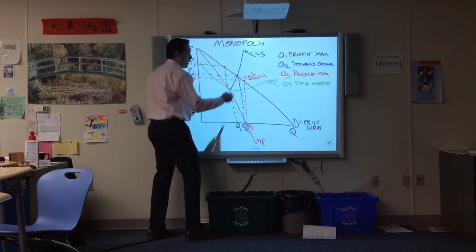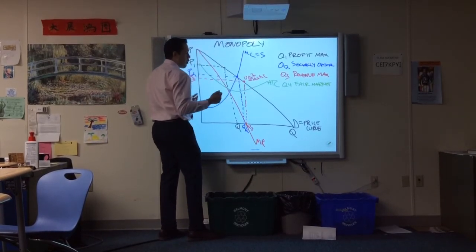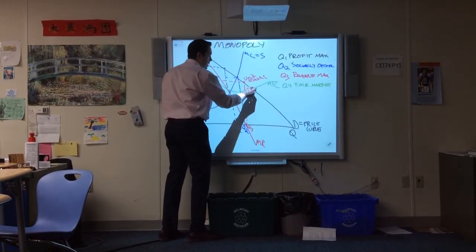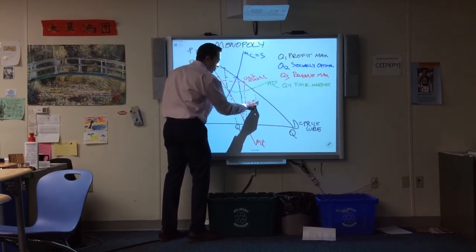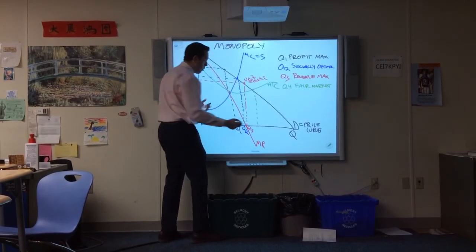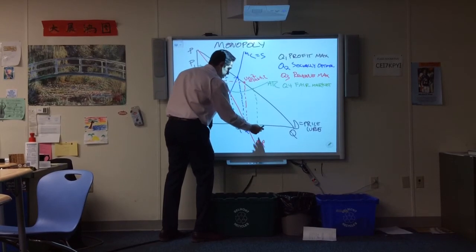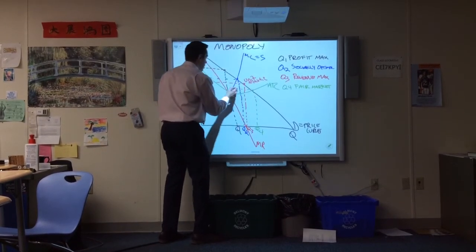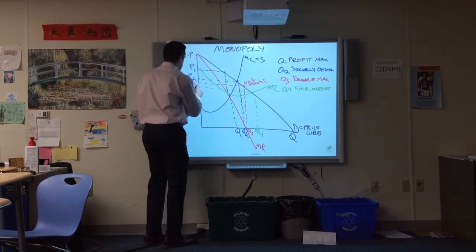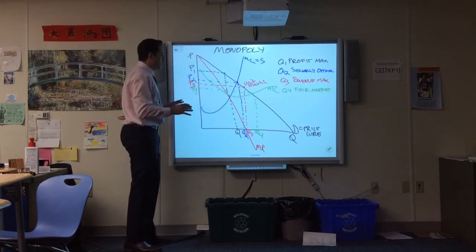And then my last one is going to be my fair market. That's zero economic profit. That's where average total cost is going to equal demand. It's also known as a normal profit. Those are the four major intersections.